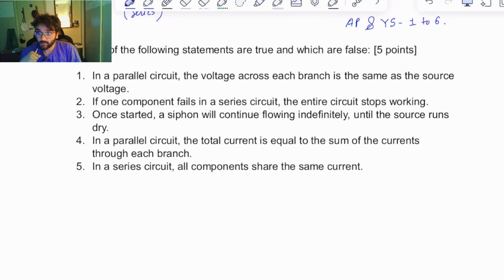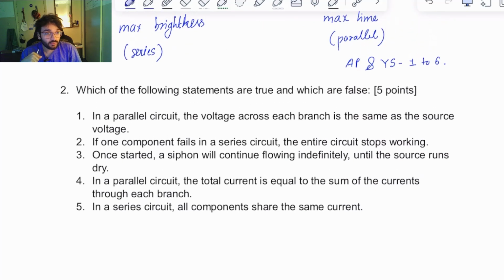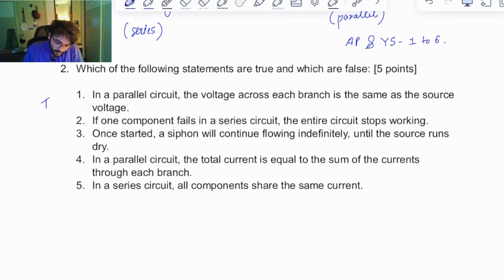Question 2 is about true and false statements. Statement number 1 is, in a parallel circuit, the voltage across each branch is the same as the source voltage. So it is true.